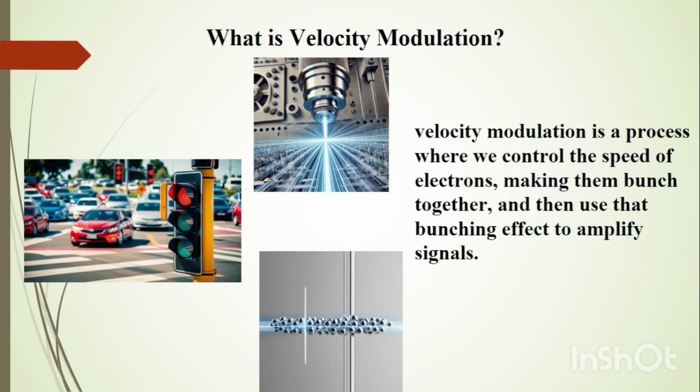In this figure, we can see the group of electrons, or electron bunches. These bunches later transfer their energy, amplifying signals. So basically, velocity modulation is a process where we control the speed of electrons, making them bunch together and then use that bunching effect to amplify signals.